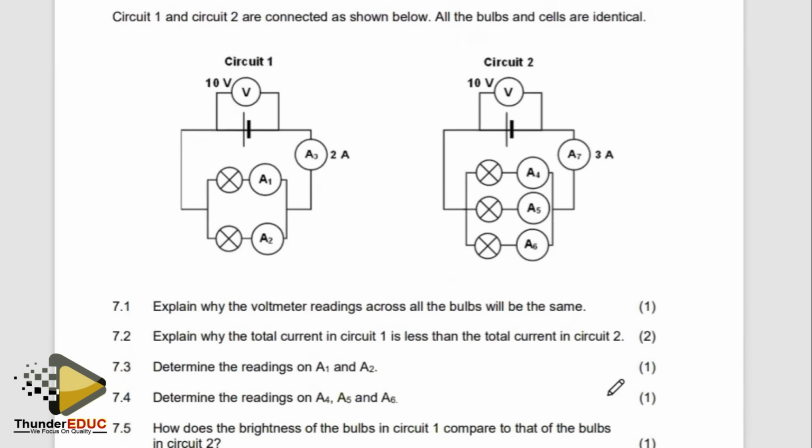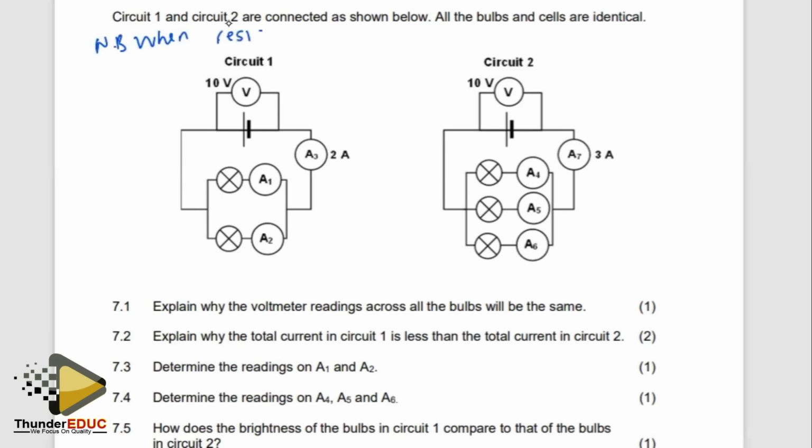Question seven. Circuit one and circuit two are connected as shown below. All the bulbs and cells are identical. Explain why the voltmeter reading across the bulb will be the same. Right, remember this is a parallel circuit. So on a parallel circuit, take note, let me just write it in full.